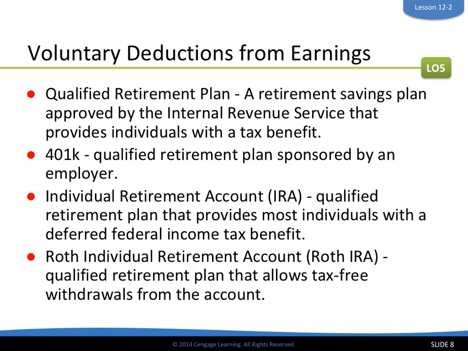All right, voluntary deductions. These are deductions that you are choosing to have withheld from your paycheck. A qualified retirement plan is a voluntary deduction. It's just a retirement savings plan that is approved by the IRS, and you can have money deducted from your check and put directly into that qualified retirement plan.